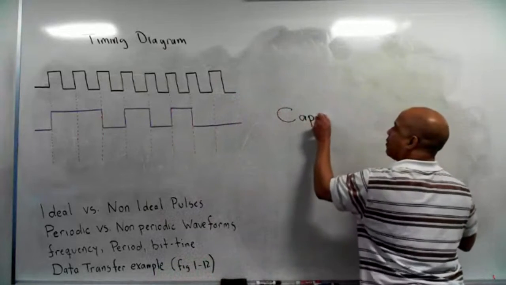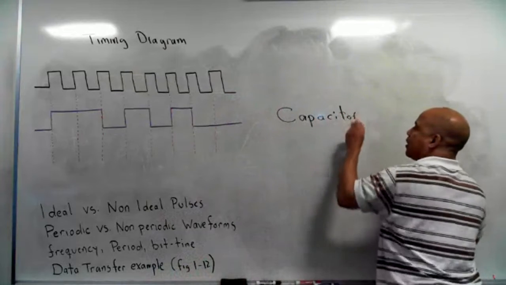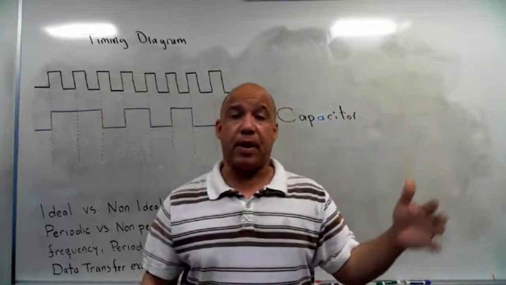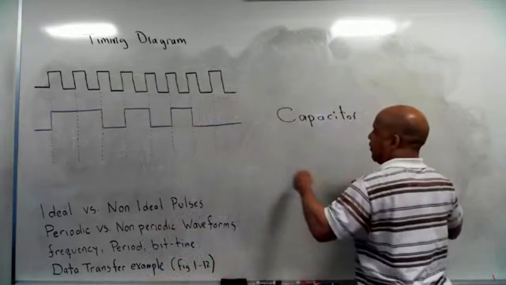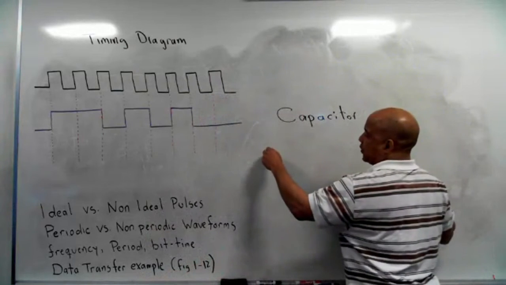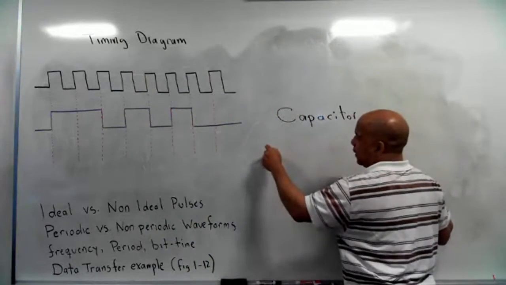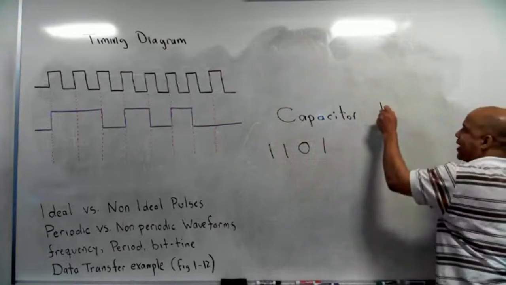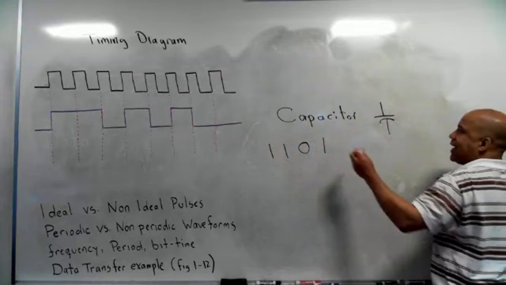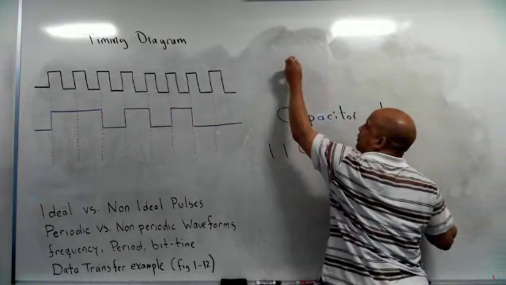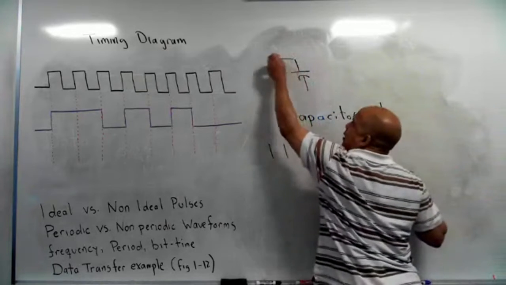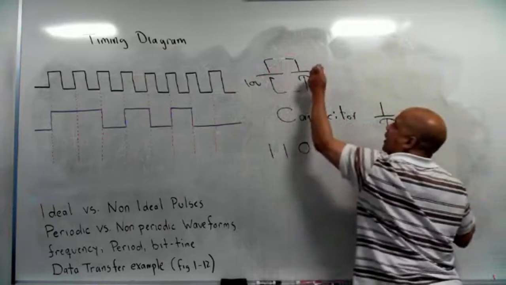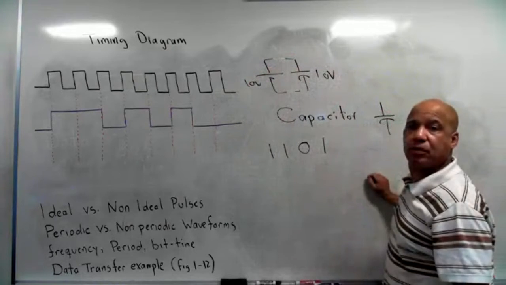Or you might at least have heard of a capacitor. Well, a capacitor is a device, an electrical component that you can charge up. So if I want to store a binary code like 1101, the symbol for a capacitor is like this. And I can take this capacitor, hook it up to a 10-volt battery, disconnect it, and now that capacitor is charged at 10 volts.